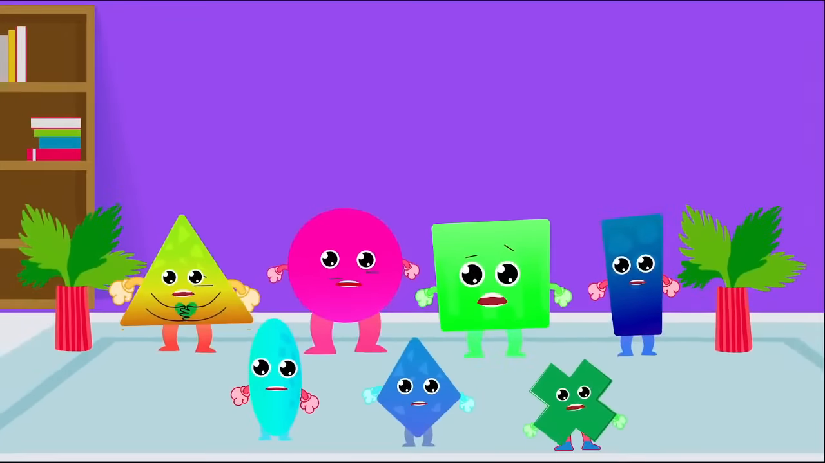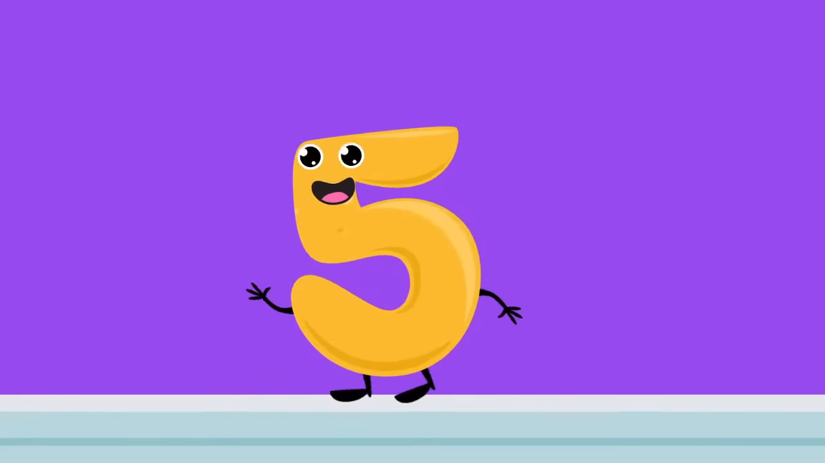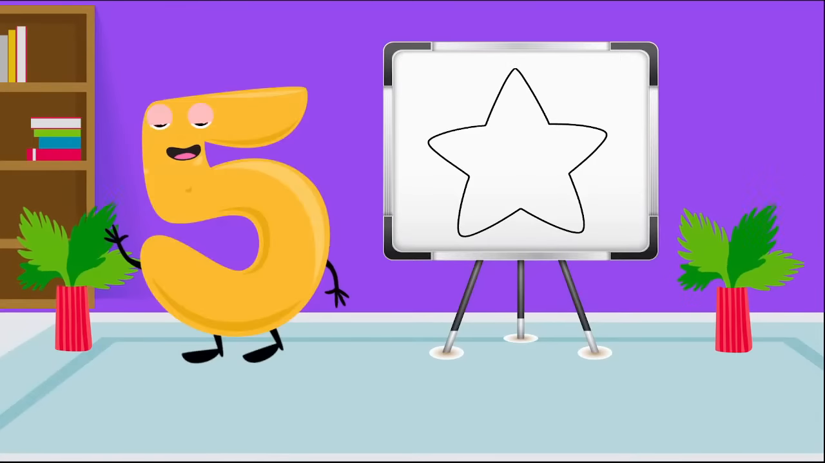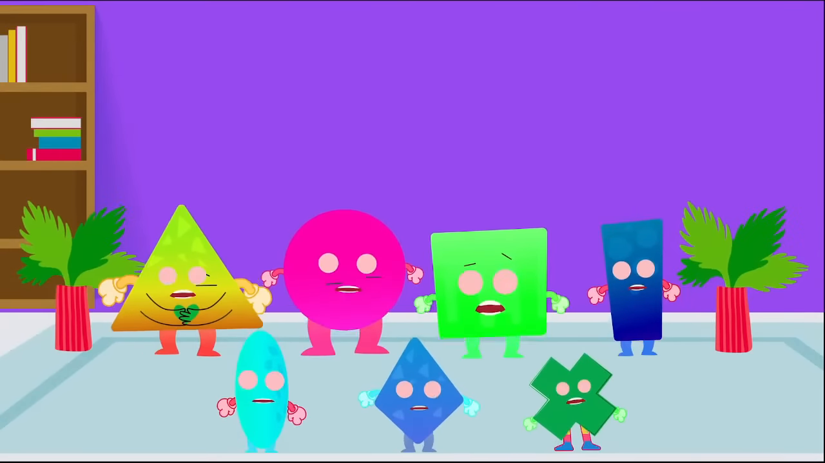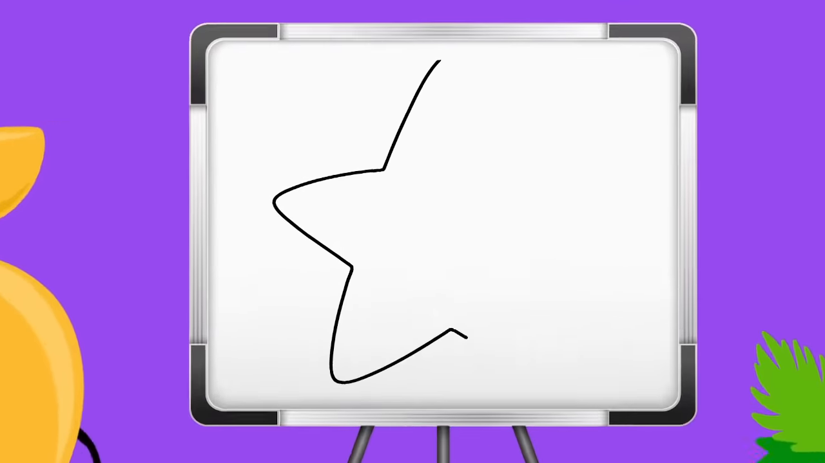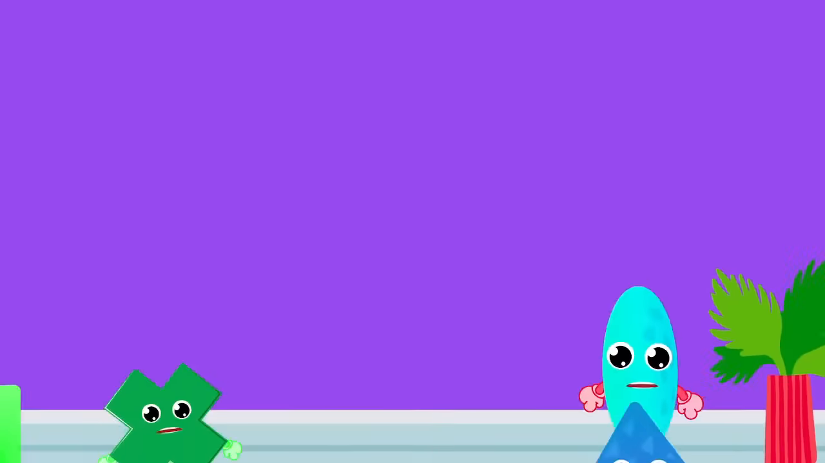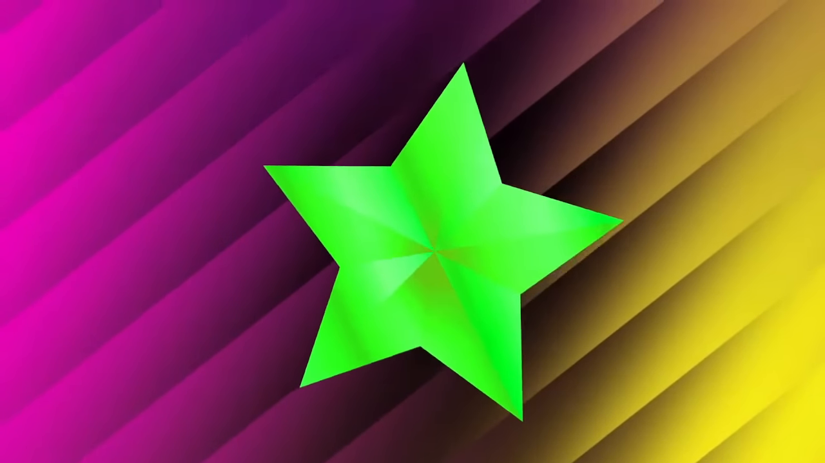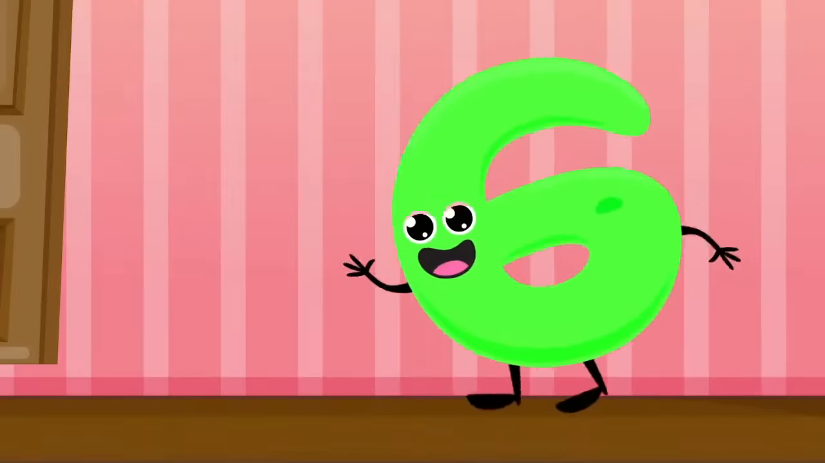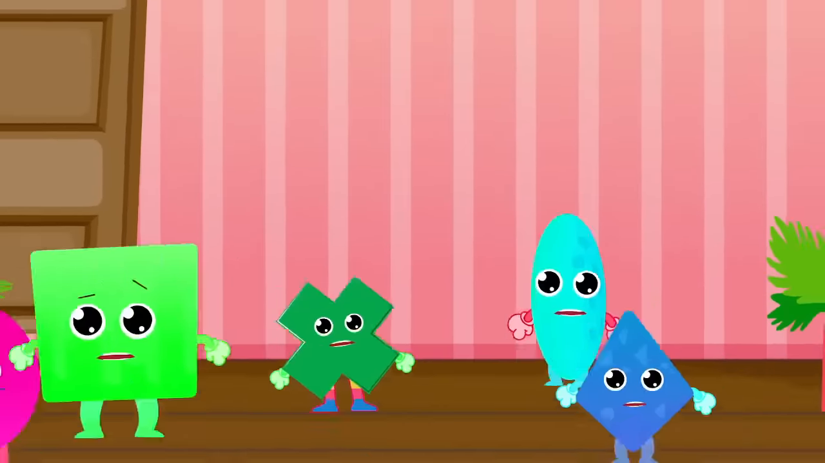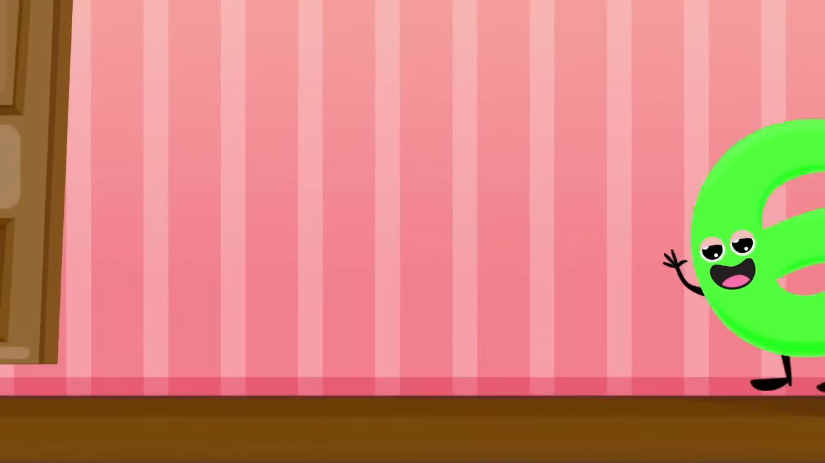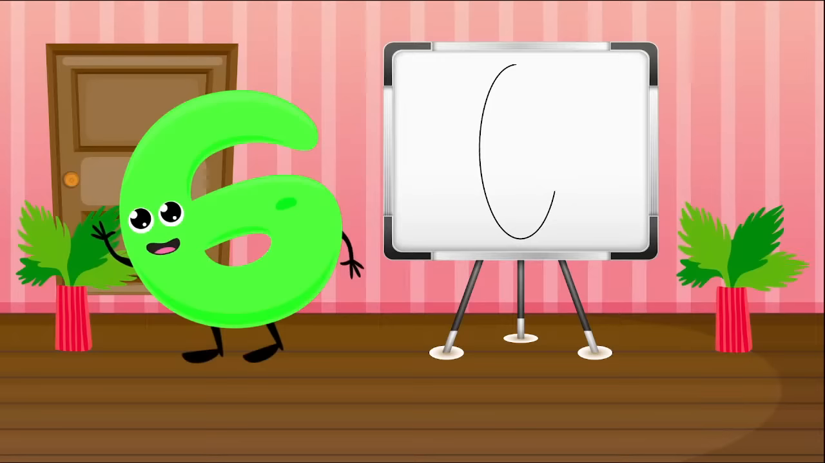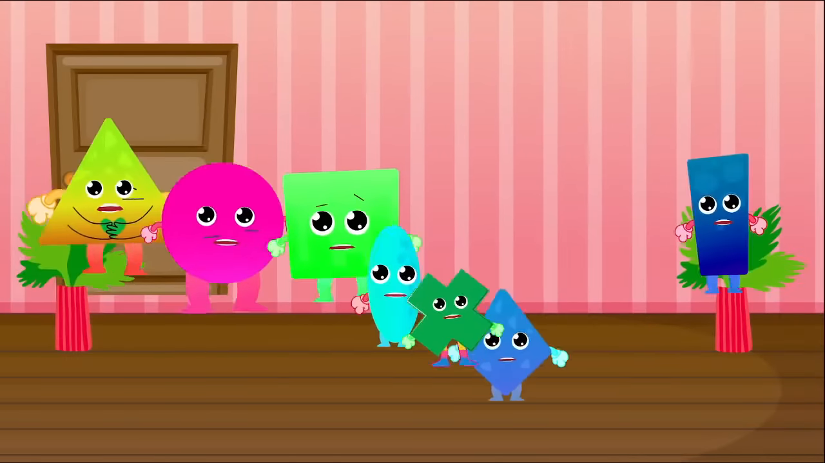Okay, here we go. What shape is this? Can you tell the name of this shape? It has five sides. A star shape. Can you show me a star thing? This. Okay, here we go. What shape is this? Can you tell the name of this shape? What shape is this?